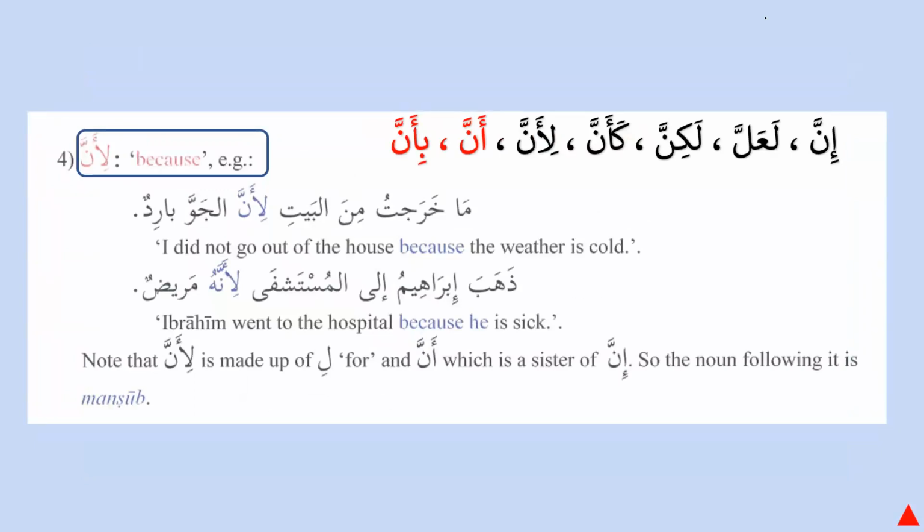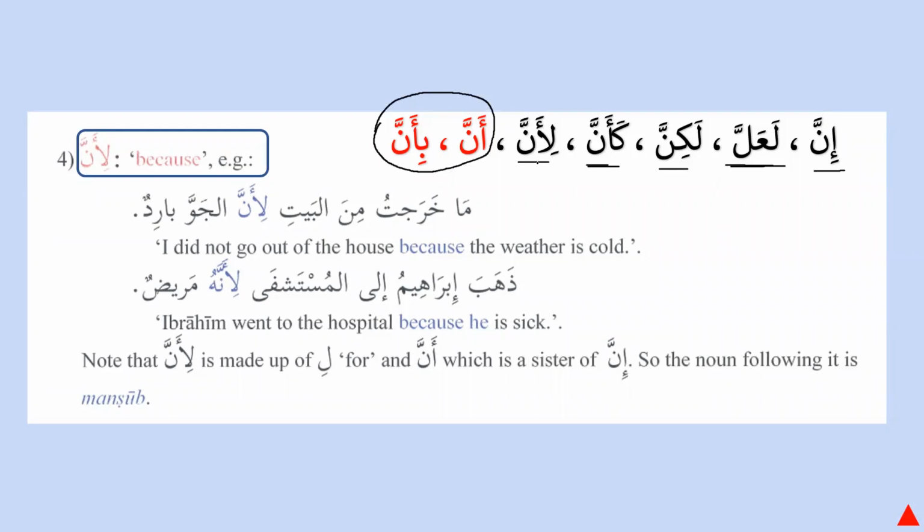Li'anna, that means because. And this is one of the sisters of Inna. From lesson number 1, we learned about Inna, and La'alla. Then Lakinna and Ka'anna, we have learned in lesson number 2 and 3. And today we are going to learn Li'anna, that means because. So this is the 4th sister of Inna. And then inshallah, we will be left with 2 more sisters of Inna, that will be Anna and Bi Anna. And inshallah, we will learn them in the following lessons. So as of now, you should know how to use Inna, La'alla, Lakinna, Ka'anna, and inshallah, after completing today's lesson, Li'anna.